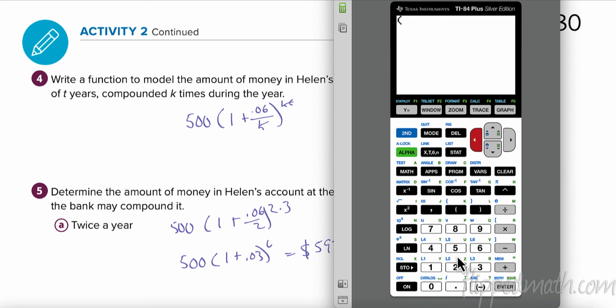So I'm going to start with 500, parentheses, 1 plus, now I need to divide this. So I'm going to put in parentheses 0.06 divided by 2. All right, it was in the other parentheses, so now I have to put the whole thing into the 6, and I get 597, all right? But I needed both these parentheses, all right?